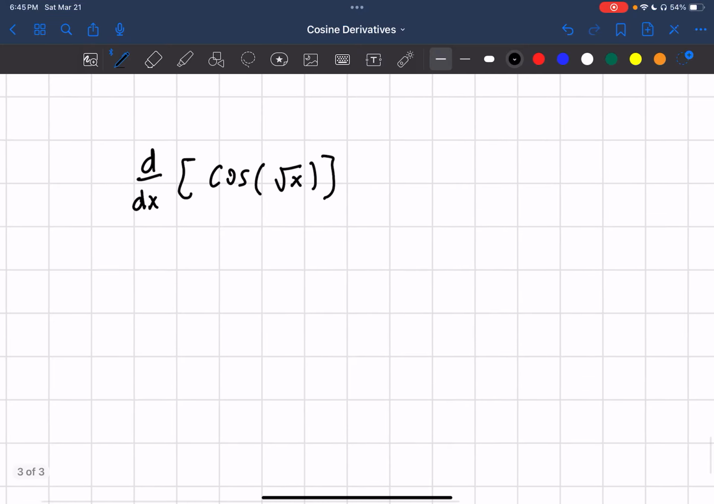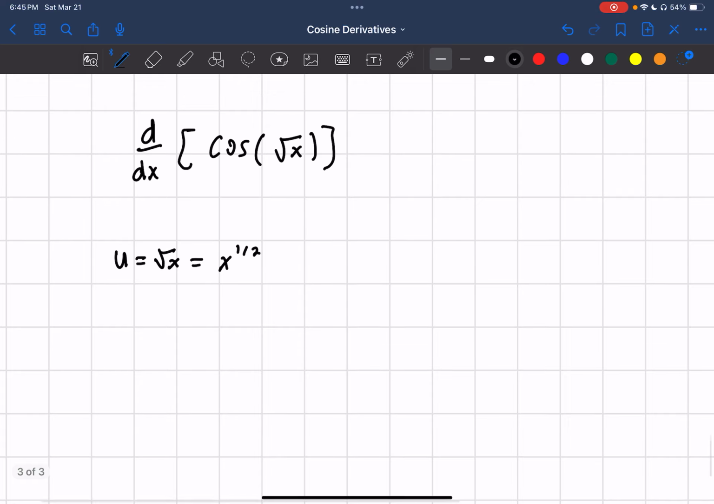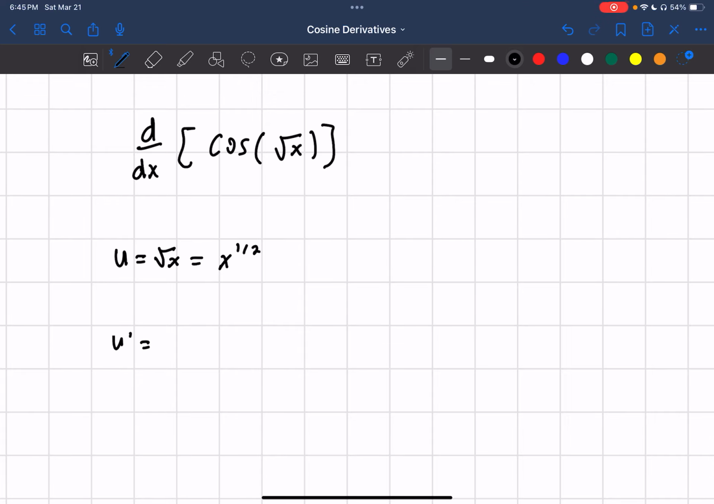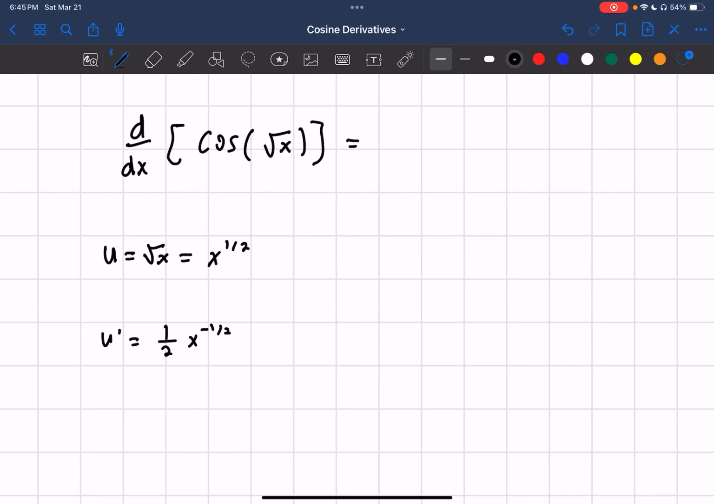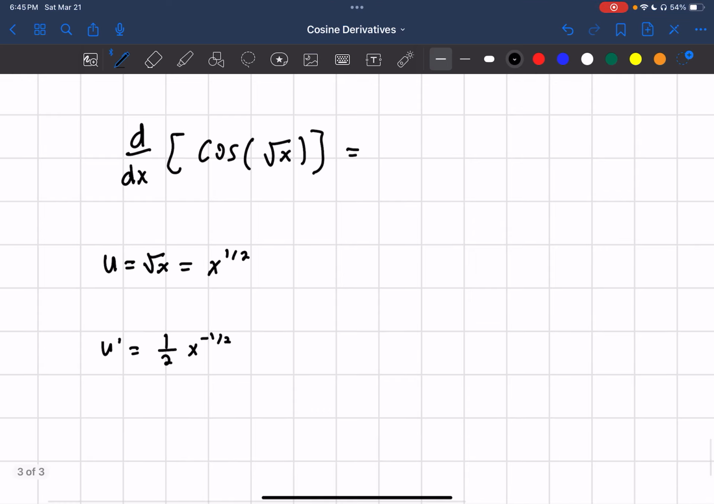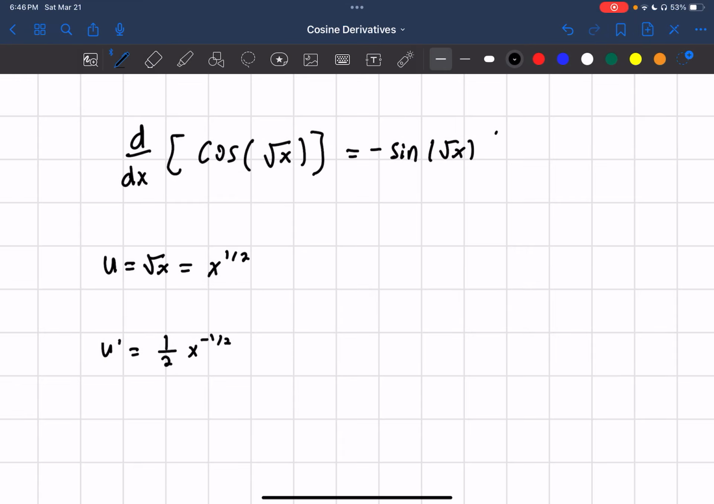In our next example, we have cos root x. So our inner function is root x, which is also equal to x to the power of 1/2. The derivative of that will be 1/2 times x to the power of negative 1/2. So now let's find the derivative of cos root x. So the formula is minus sine root x times u prime. So u prime in this case will be 1/2 times x to the power of negative 1/2.